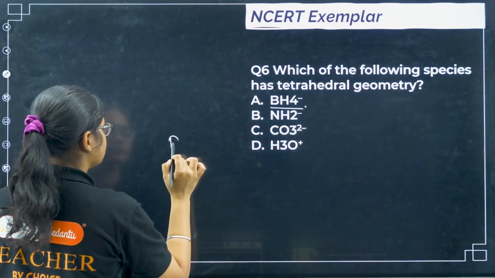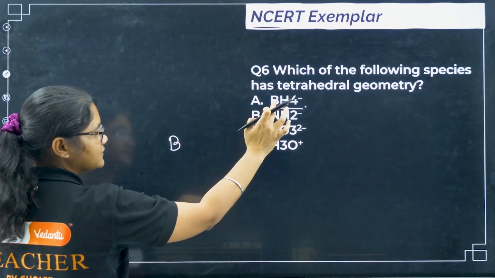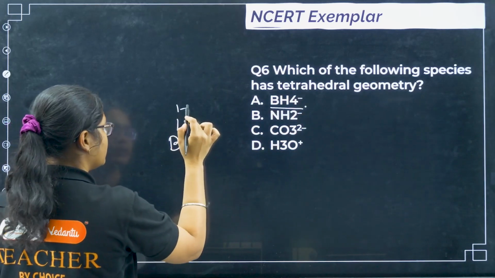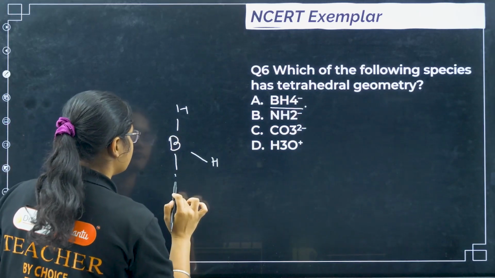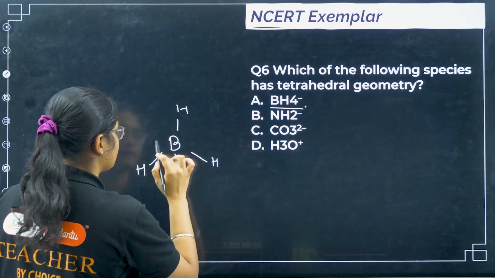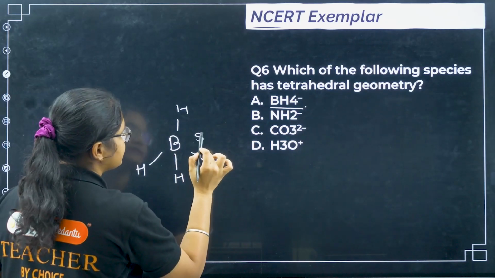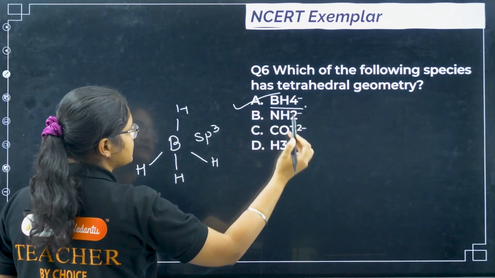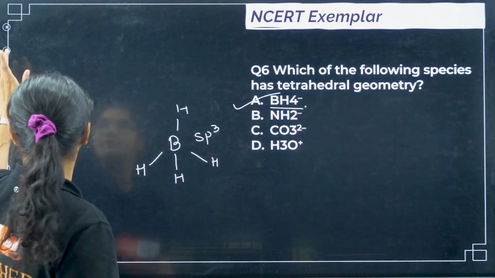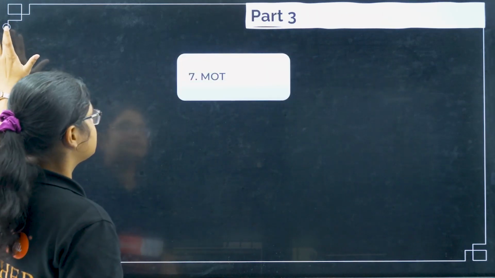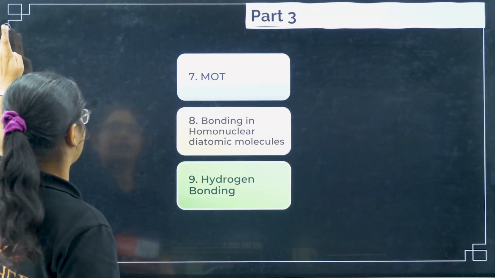So boron has 4 electrons here, right? Generally it has 3 electrons, but with this charge it has 4 electrons and it forms 4 sigma bonds. So the hybridization here is sp3. Okay, and that is why it is a tetrahedral geometry. Next we will see about MOT and hydrogen bonding.